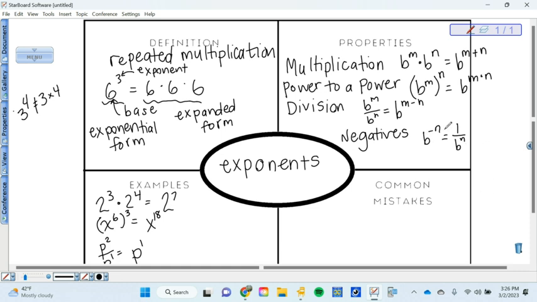So b to the negative n equals 1 over b to the n, and 1 over b to the negative n equals b to the n. It's just kind of weird. And let me just kind of explain this just a little bit more.